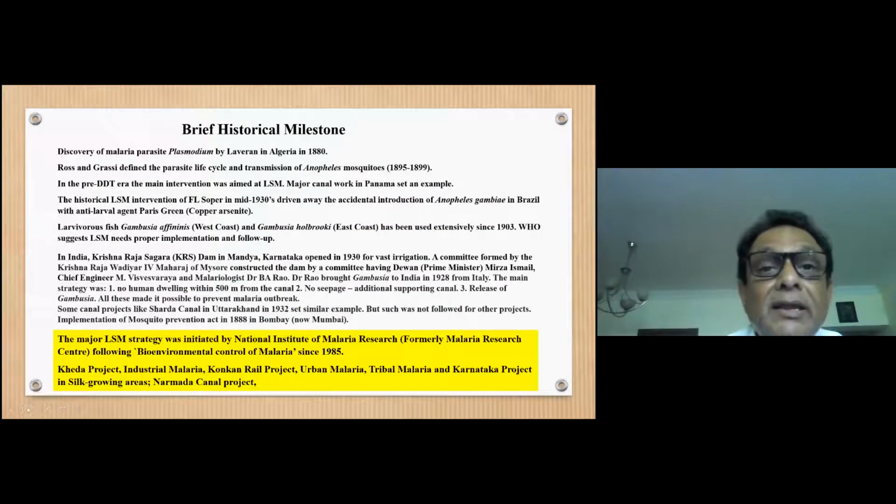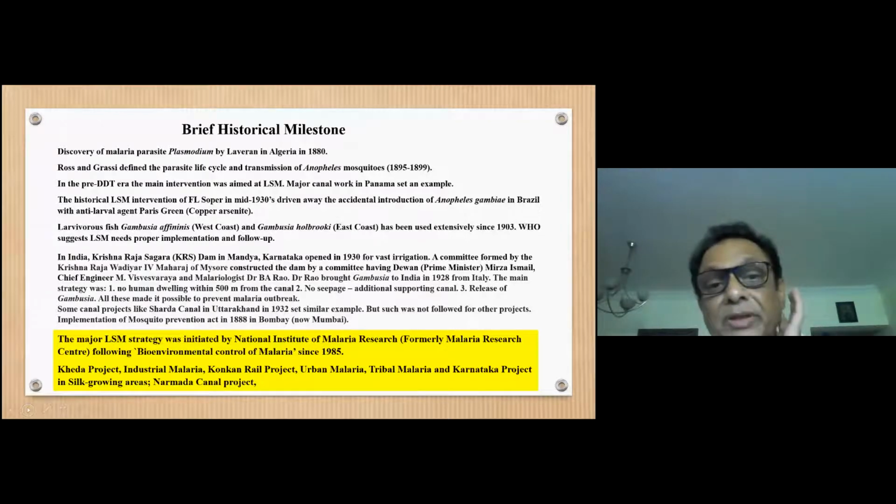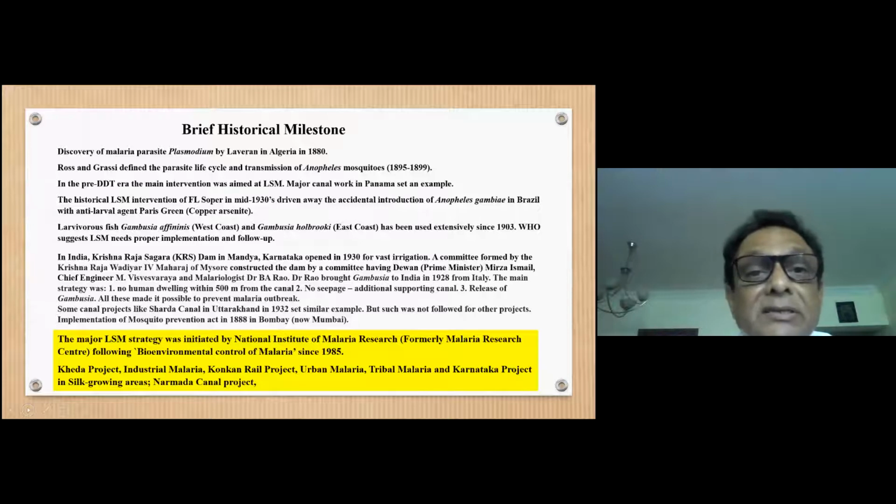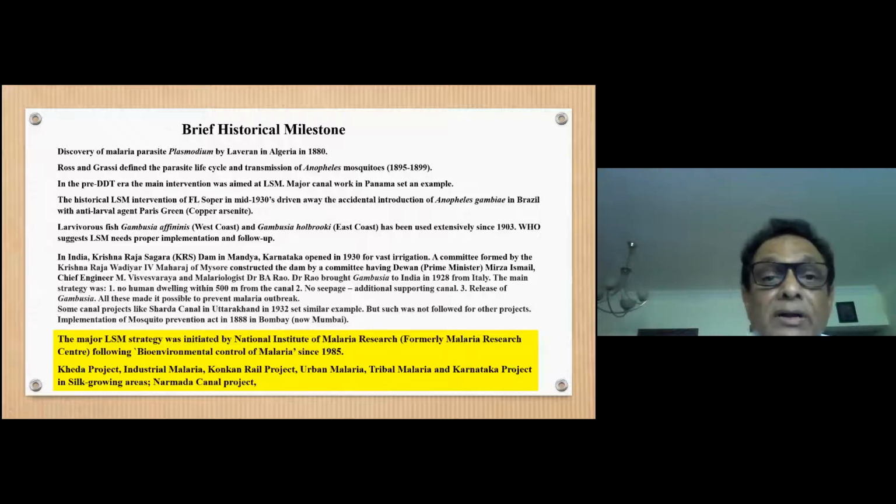Now, if you see the brief historical milestones, you all know that disease transmission cutting came after Laveran in 1880, and then Grassi and Ross defined the role of Anopheles mosquito in transmission. As our previous speakers also mentioned, the pre-DDT era was aimed mostly at LSM, and the major work was the Panama Canal. Historically, LSM interventions were by F.L. Soper.